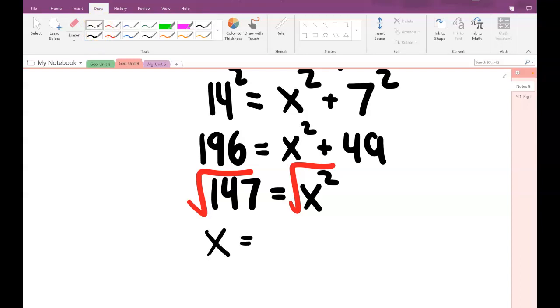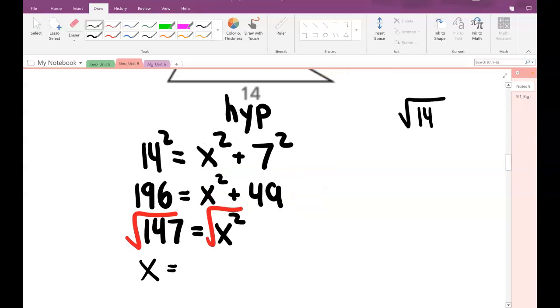Taking the square root of 147, it is not a perfect square, so we're going to get a decimal. On Big Ideas, it's not going to let you put in a decimal most of the time. It's going to ask for what's called an exact answer. That means your answer is going to have a square root in it. So I'm going to walk through how you find your exact answer. And it's, again, something you learned in algebra.